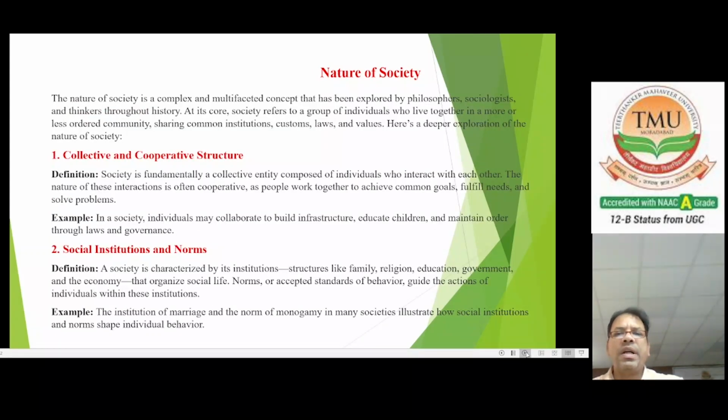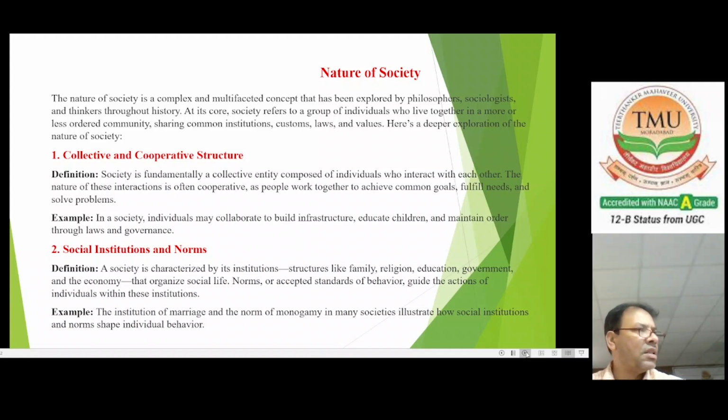Next we talk about the nature of society. The nature of society is a complex and multifaceted concept that has been explored by philosophers, sociologists, and thinkers throughout history. At its core, society reflects a group of individuals who live together in a more or less orderly community, sharing common institutions, customs, laws, and values. Here is a deeper exploration of the nature of society.